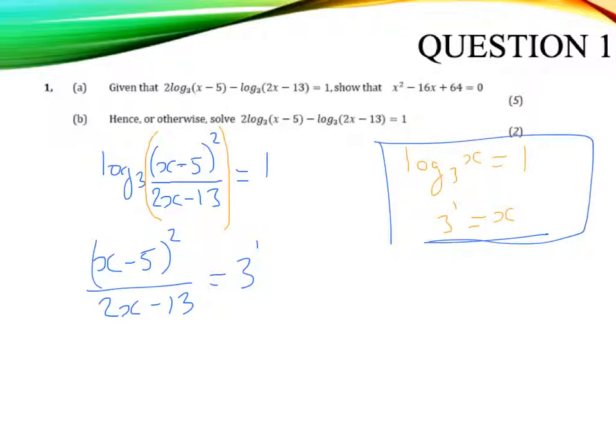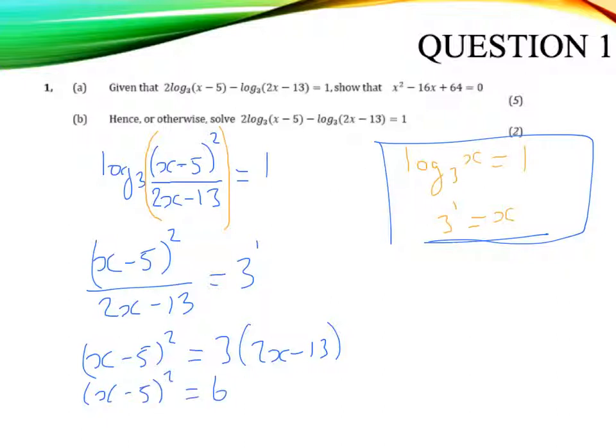Okay, right, now we can start to tidy it up a little bit more, and we've just got our normal algebra now. So x minus 5 squared equals 3 lots of 2x minus 13. Start expanding my brackets out. I'm going to start running out of space soon, but we'll keep going. x minus 5 squared equals 6x minus 39. Let's just check what it is we're looking for. Okay, so I'm just looking back at the question.